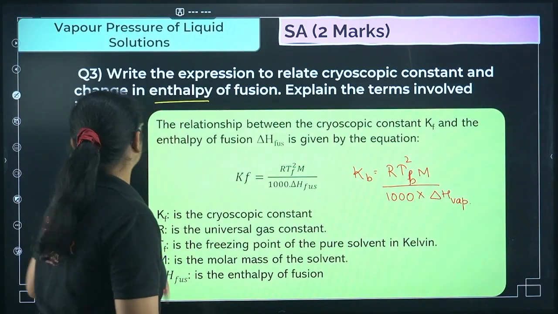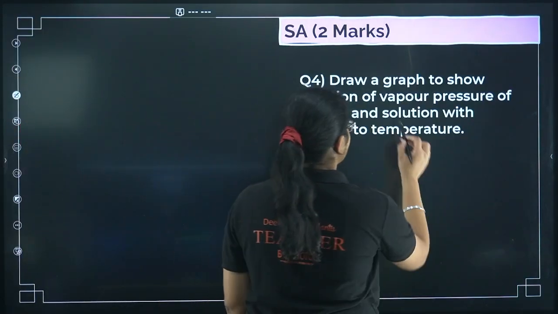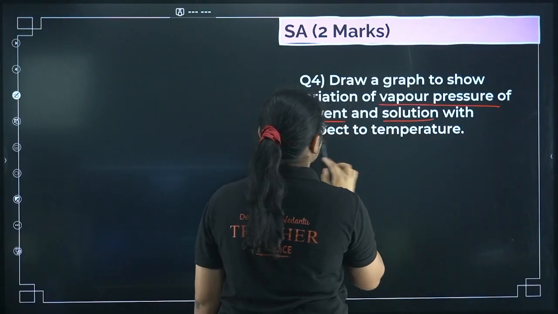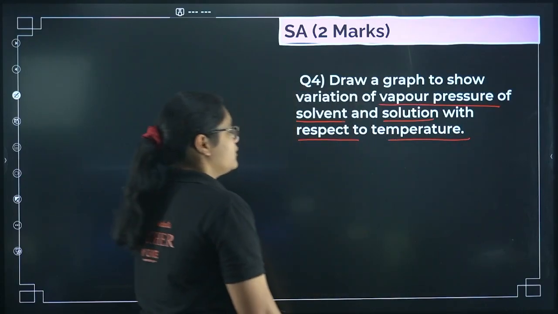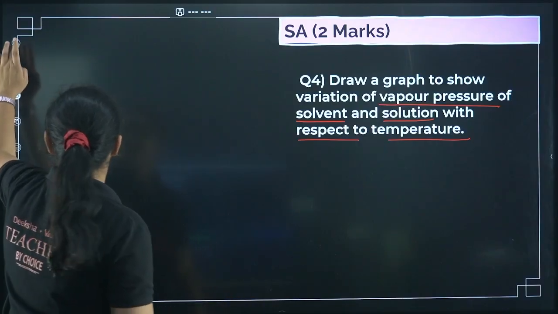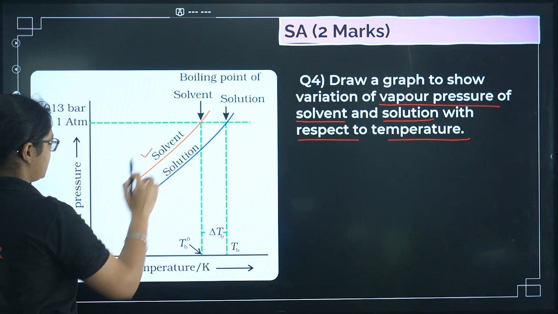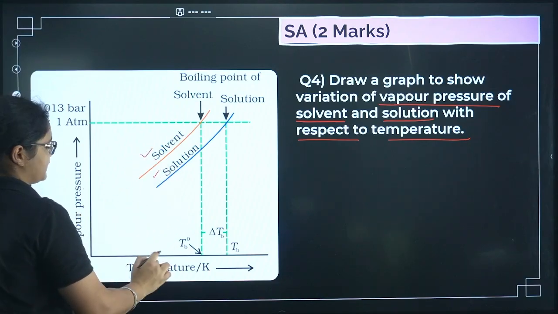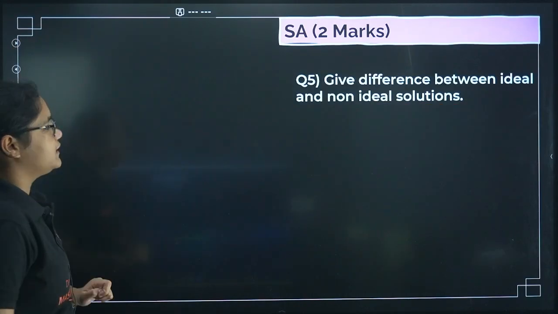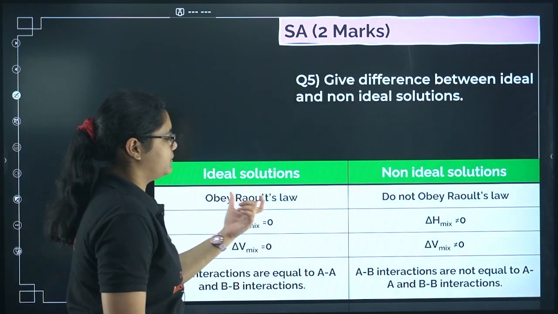Next we have question number 4. Draw a graph to show the variation of vapor pressure of the solvent and solution with respect to temperature. This is the graph showing how the vapor pressure of solvent and solution varies with temperature. That graph you have to draw. Next, we'll see the difference between ideal and non-ideal solutions. I have given 3 points here. Obeys Raoult's law.